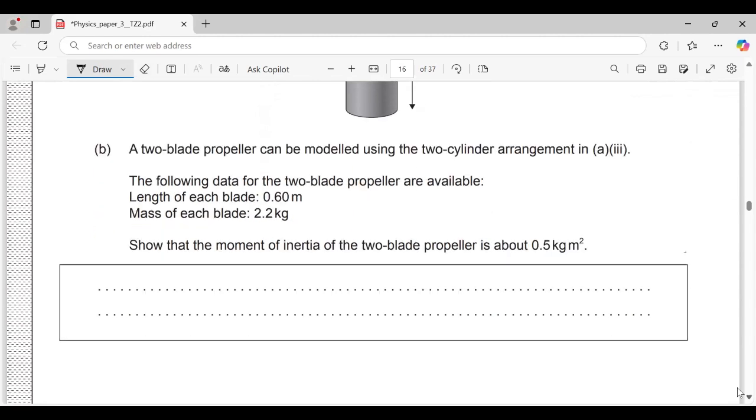A two-blade propeller can be modeled using the two-cylinder arrangement in Part A3. The following data for the two-blade propeller are available. Length of its blade 0.60 meters, mass of its blade 2.2 kg, so that the moment of inertia of the two-blade propeller is about 0.5 kilograms meter squared.